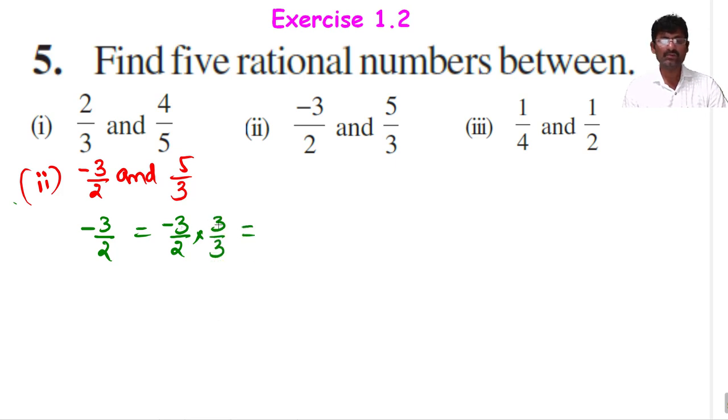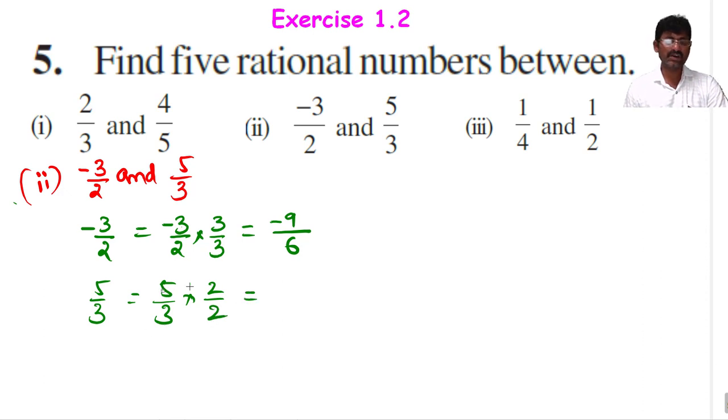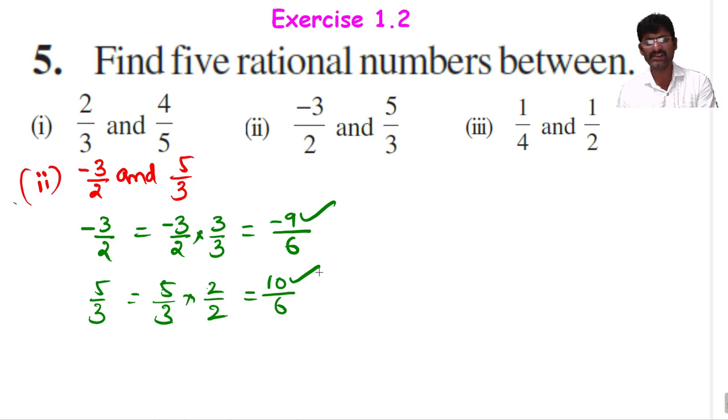This is equal to negative 3 into 3 means negative 9, divided by 2 into 3 is 6. Now for 5 by 3, this is equal to 5 by 3 times, let us take 2 by 2, so that the denominator will be 3 into 2, that is equal to 6. So 5 into 2 is 10, divided by 3 into 2 is 6. You observe the numerators, that is negative 9 and 10. Between negative 9 and 10 we have so many numbers, right? Negative 8, negative 7, negative 6, negative 5, negative 4, like that up to 9. So we have so many numbers, we need just 5. Okay, we can write any 5.